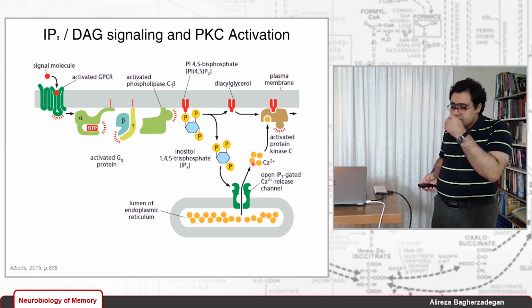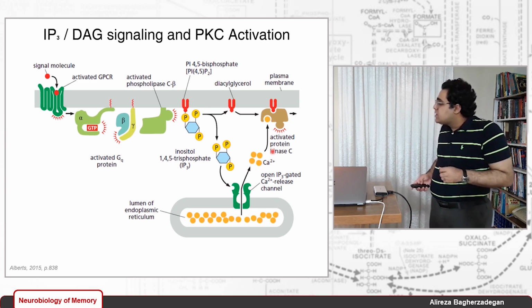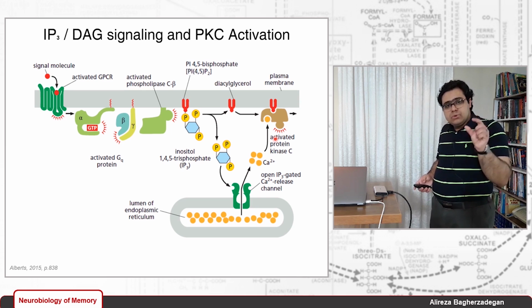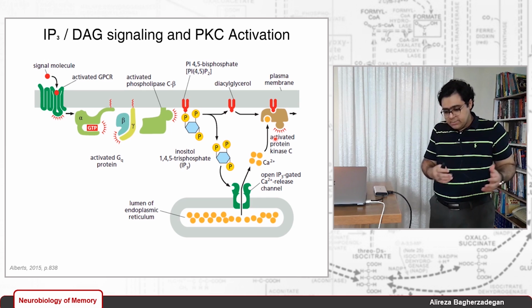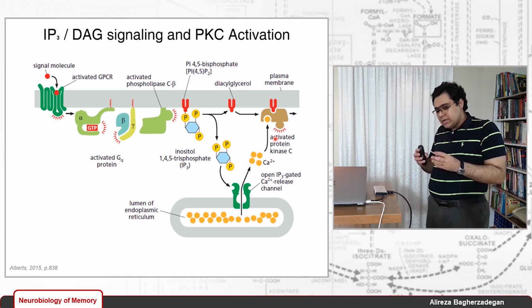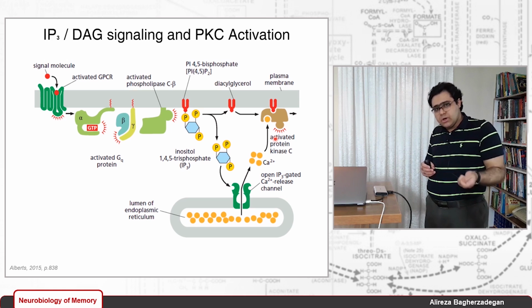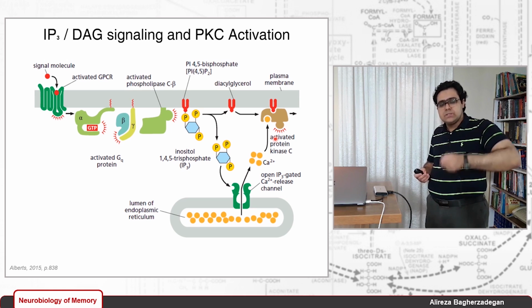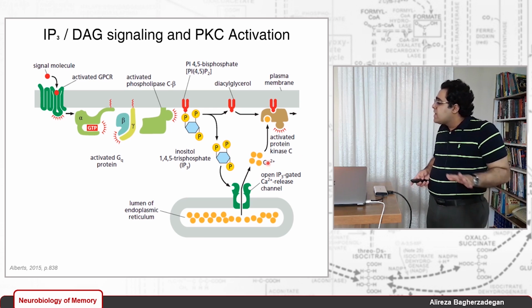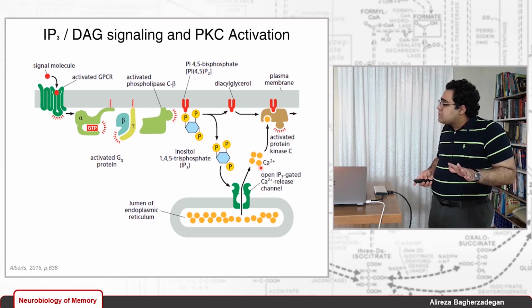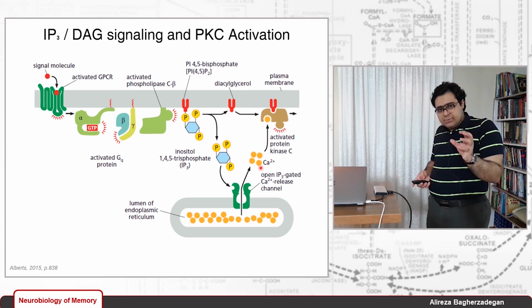IP3 acts as a ligand for this ligand-gated calcium ion channel, and it opens this channel, calcium gets out. So calcium ions then are going to cause the protein kinase C. Kinase proteins, I'm going to talk a lot about them in the next lecture, but kinase enzymes are the enzymes which are responsible for adding a phosphate group to another molecule. It should not necessarily be another protein, but mostly they add phosphates to specific amino acids of other proteins or other molecules.